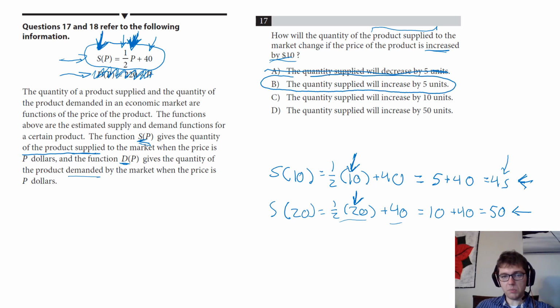And these other ones would be if you made a mistake in the math somewhere. They do say increase, but they get the numbers wrong. And that makes sense. You can also gut check this in your head, right? If the price were to increase, more people would want to supply this product because you're getting a better price for it, so the production would increase. So the quantity supplied will increase by 5 units. All right, enough said on that one, on to 18.